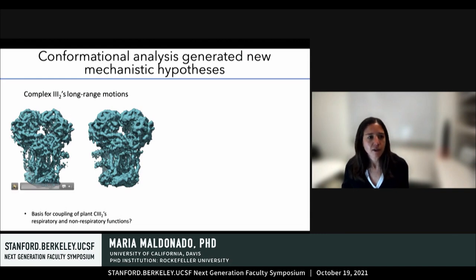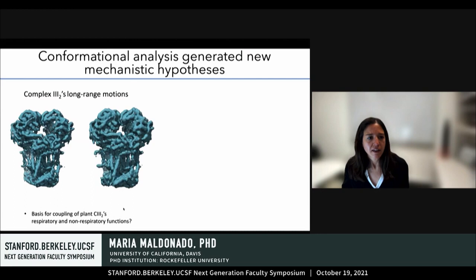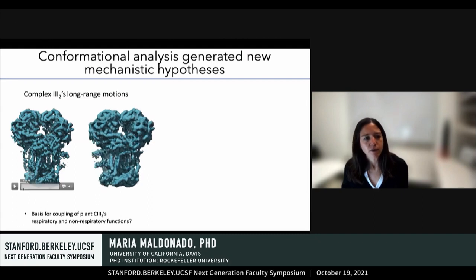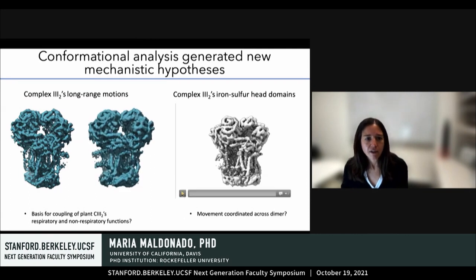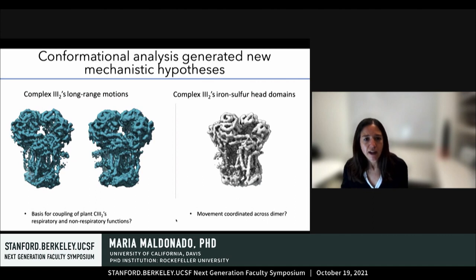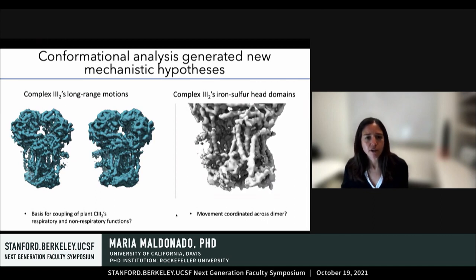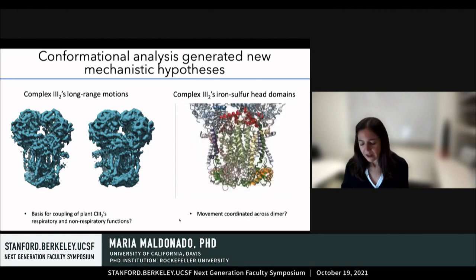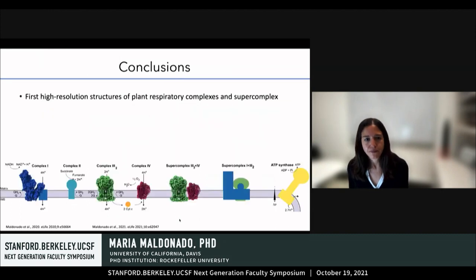So what we saw with our conformation analysis was that complex 3 has these complex-wide dimer coordinated movements. And so we hypothesized that these movements form the physical basis for the coupling of complex 3's respiratory and non-respiratory functions. Similarly, our analysis of the movement of complex 3's iron-sulfur cluster domain, shown here, led us to hypothesize that the movement of this domain is coordinated across the dimers. And again, this would have functional implications, not only in plants, but in all other organisms as well.